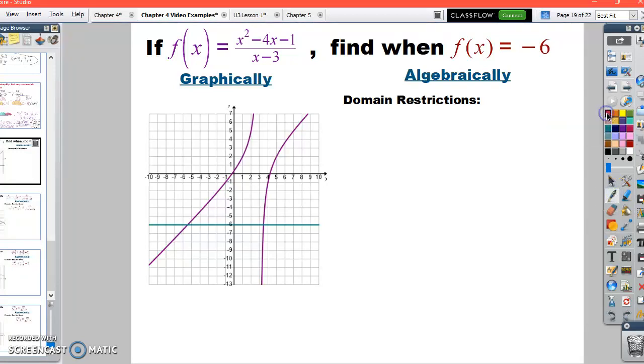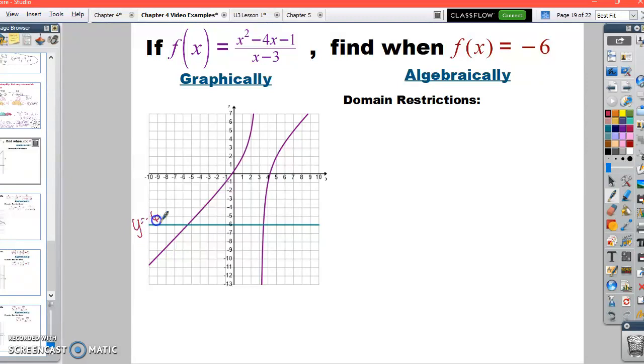Our goal in this problem is to find where f of x will equal negative 6. So to start, I would look at a graph before you start to solve this algebraically. And so this purple function is f of x. You can see that we have a discontinuity at 3, which our graph verifies that we have an asymptote at x equals 3. I want to know when f of x equals negative 6, so I also graph the line y equals negative 6.